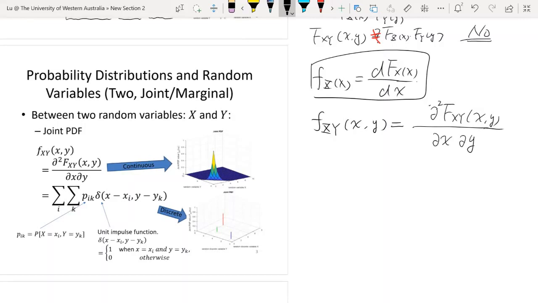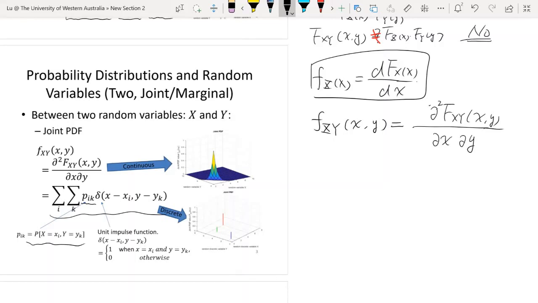If you have discrete cases, it is much easier. We just need to evaluate the probability that the random variable X equals x_i and, at the same time, the probability that the random variable Y equals y_k. That is the evaluation of the joint probability. You can see here that p_ik is actually the joint probability that X equals x_i and Y equals y_k, this whole thing.